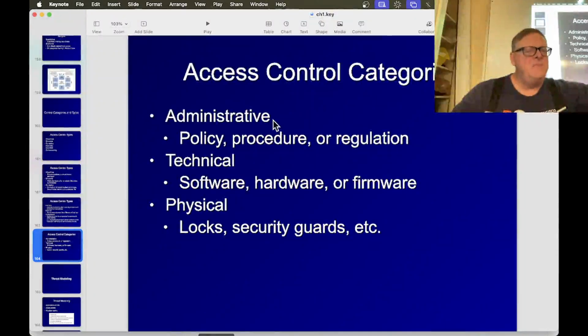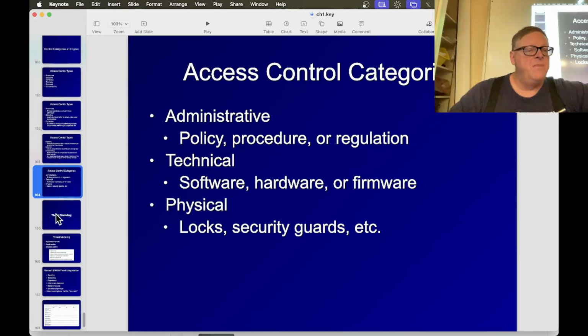All right, and then you have administrative, technical, and physical securities. Administrative are business processes like policies, procedures, and regulations. Technical controls are the ones you think of, like firewalls and antivirus and logins and that sort of thing, technical things. And physical, of course, locks and security guards, fences, just to control physical movement of people.